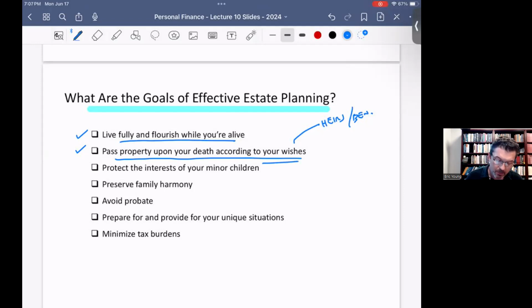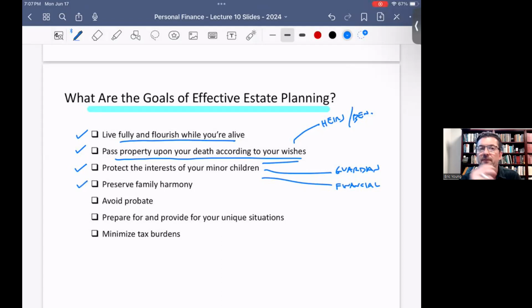Okay. Number three, critically, if you're a parent, you need to protect the interests of your minor children. And this implies both setting up guardians for them and making sure that those minor children are financially taken care of.